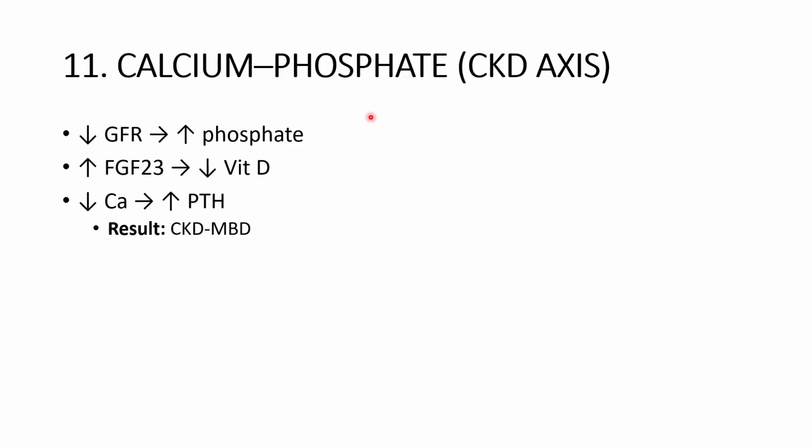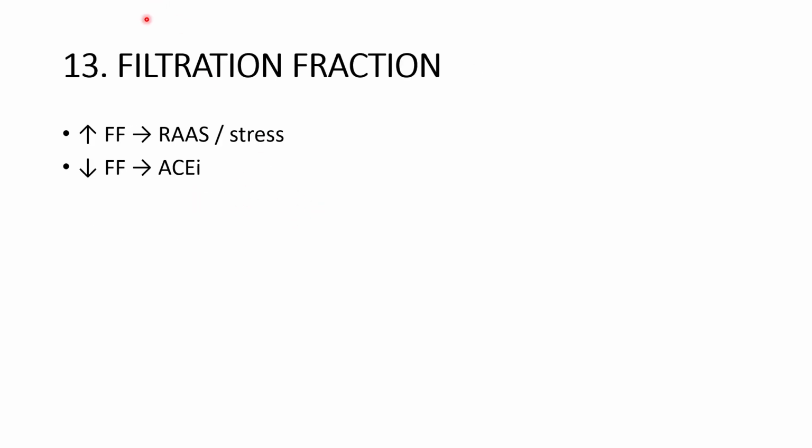Then the calcium phosphate axis, basically if any injury to the kidney, that will decrease the GFR, increase the phosphate, that will increase FGF23, that will decrease vitamin D, this will decrease calcium, that will increase PTH. This will lead to renal osteodystrophy. Then filtration fraction, RAS and stress increase filtration fraction, ACE inhibitors decrease filtration fraction.